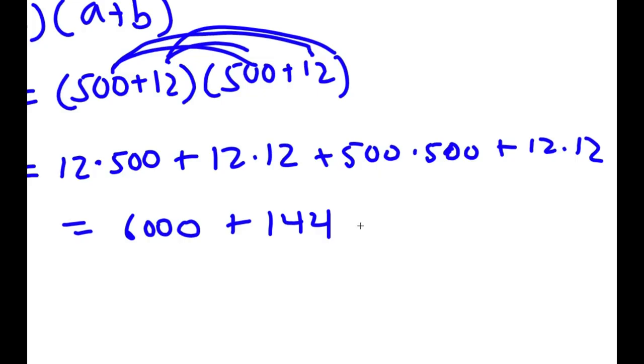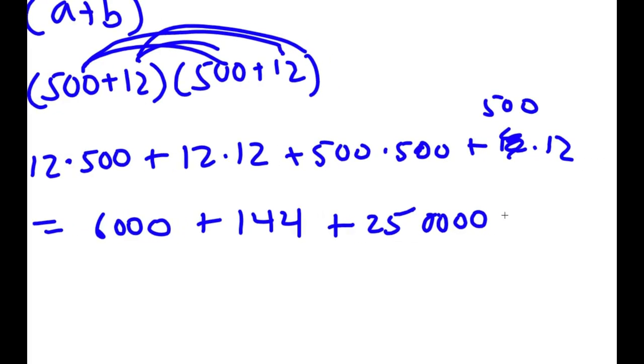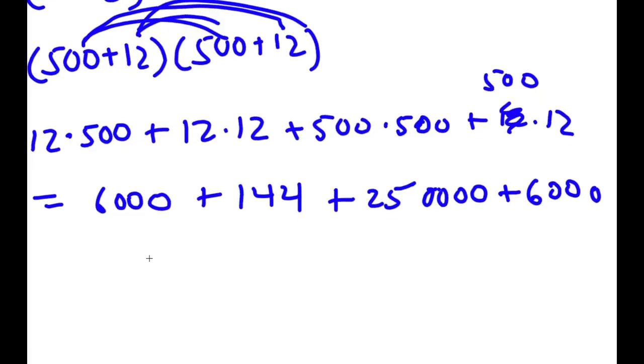Now, I made a mistake, sorry. This is not 12 times 12, this is 500 times 12. So now plus 500 times 500, which is going to be 25 with 4 zeros, plus finally 500 times 12, which is again 6,000.